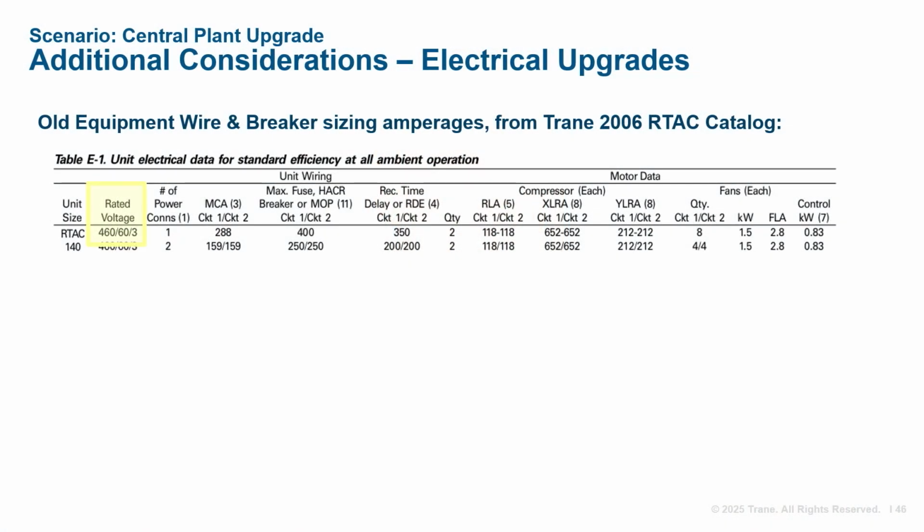In our example scenario, the existing equipment are two 140-ton Trane RTAC air-cooled chillers, ordered in 2006. The rated voltage is 460 volts. The minimum circuit ampacity, or MCA, is 288 amps. This amperage sets the minimum size of wiring required for the circuit to avoid overheating. The maximum overcurrent protection, MOP, is 400 amps. The MOP is the maximum amperage to properly protect equipment and is used to size fuses and breakers.